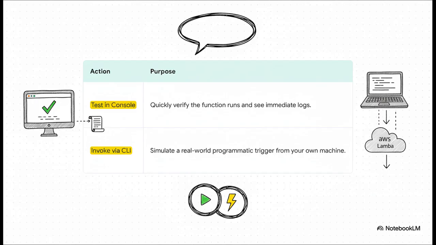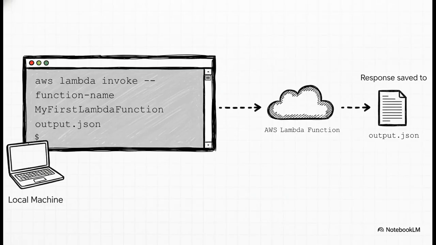We need to configure a test event, but for our simple function, we don't need any special input, so we can just give it a name, like my test event, and leave the default empty JSON. Now let's click test, and look at that, a green success banner. And right here in the response, we can see our hello from Lambda. Perfect. That's how we know the core logic is working.